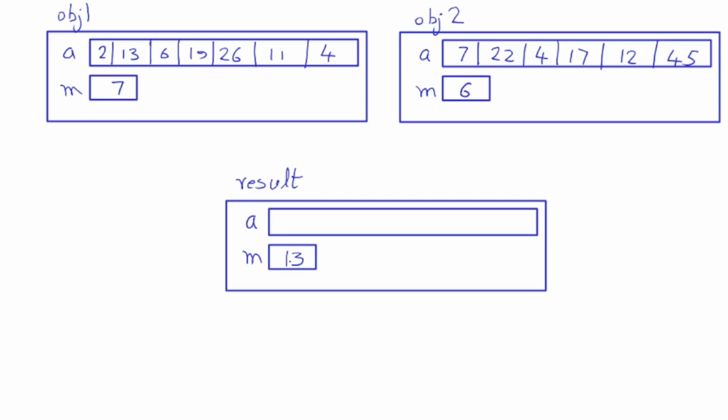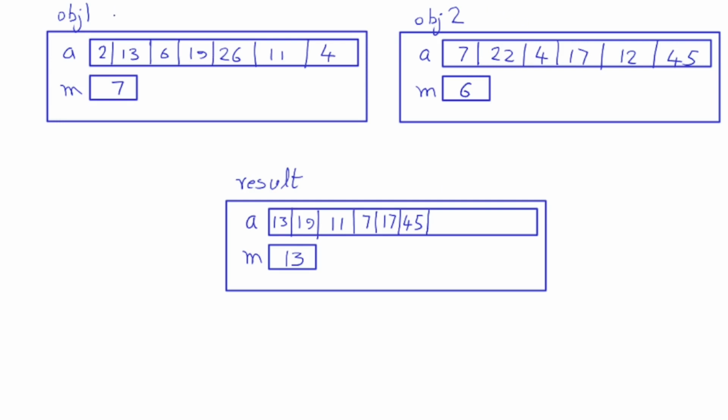So all the odd numbers are supposed to be at the beginning and the even numbers are supposed to be at the end. So let's start with obj1.a. The first odd number is 13. The next odd number is 19. Then we get 11. Then we move on to the second array. The first odd number is 7. Then we get 17. Then we get 45. And then all the odd numbers are over.